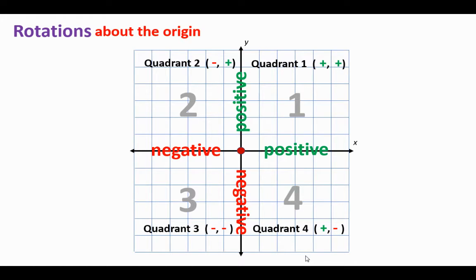And again, this is going to be helpful for us because we're going to start to recognize a pattern of what happens with our x and our y values as we do our rotations. But also knowing where we're going to end up will help us assign the signs to those x and y values. So let's do one.